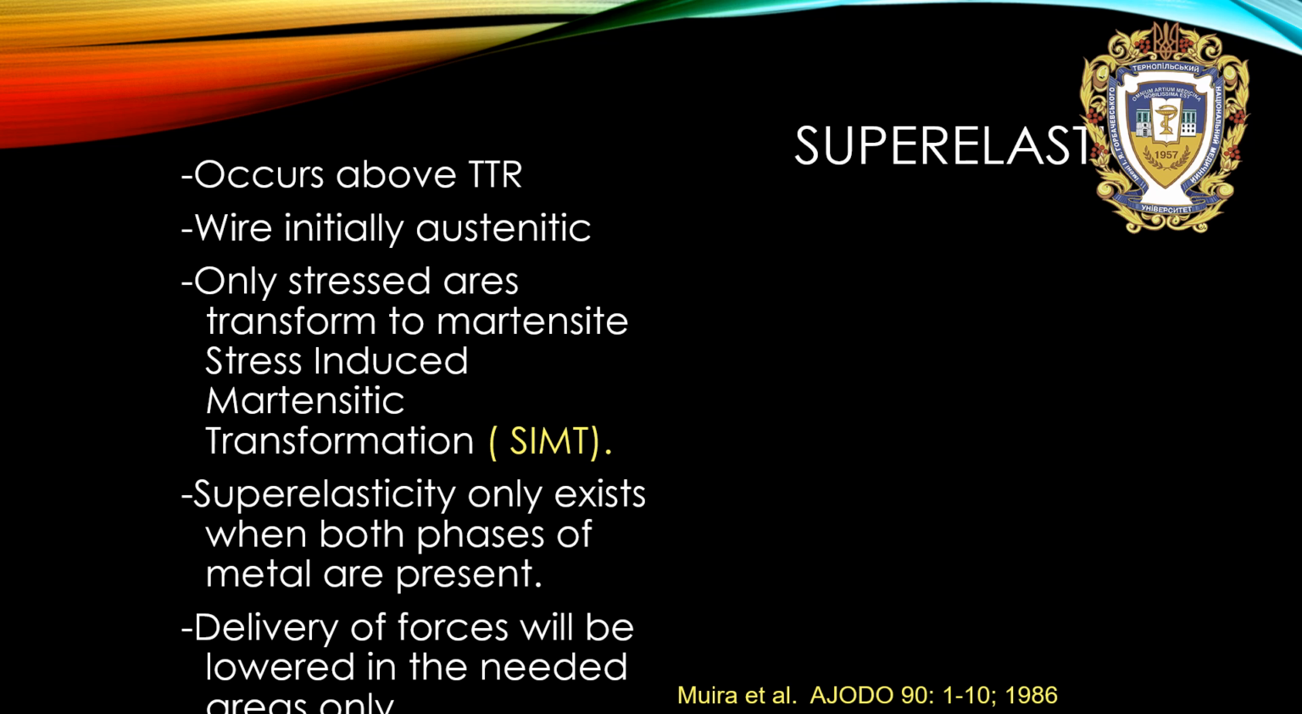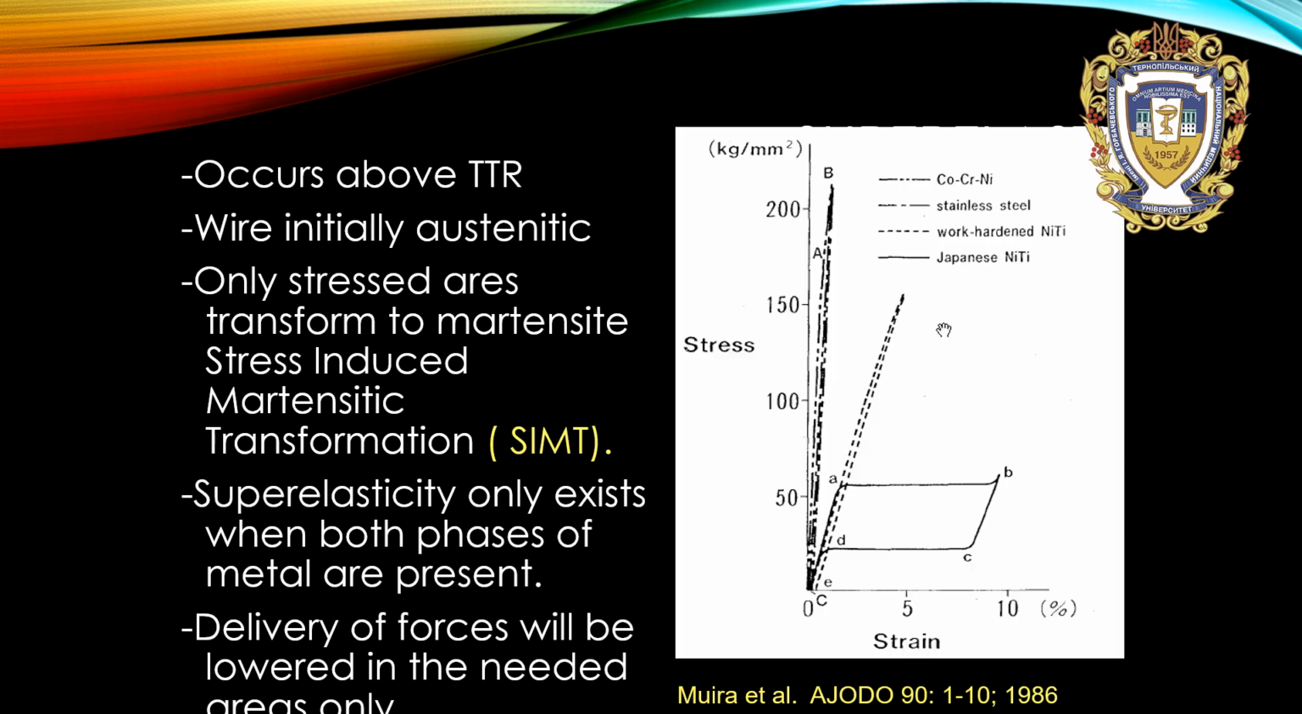Superelasticity occurs above TTR. The wire is initially austenitic, and only stressed areas transform to martensite, a stress-induced martensitic transformation. Superelasticity only exists when both phases of the metal are present. Delivery of forces will be lowered in the needed areas only, like on this diagram.